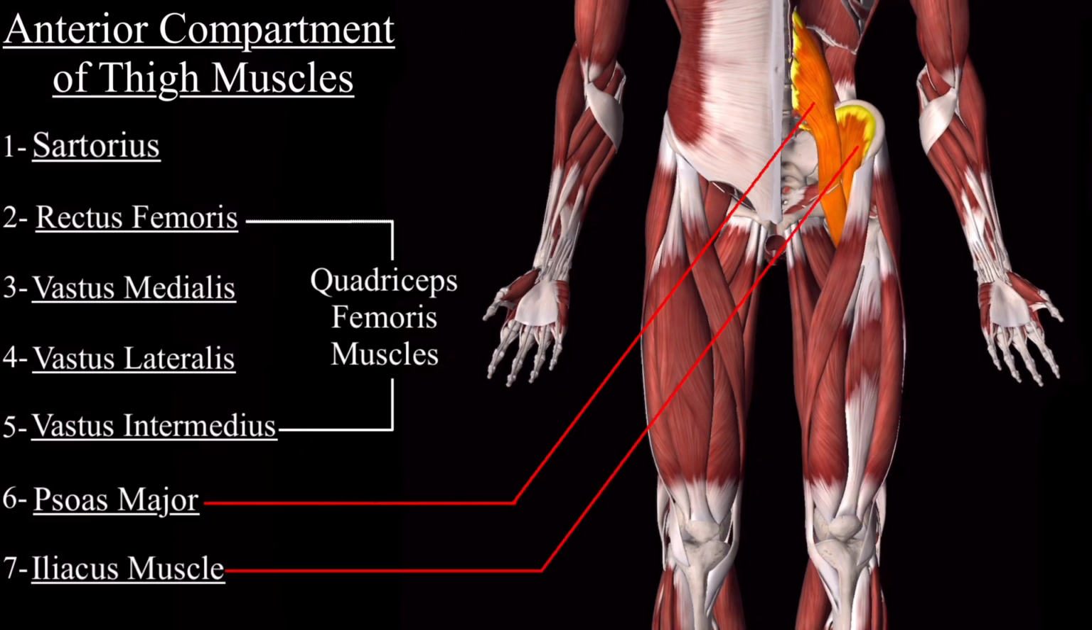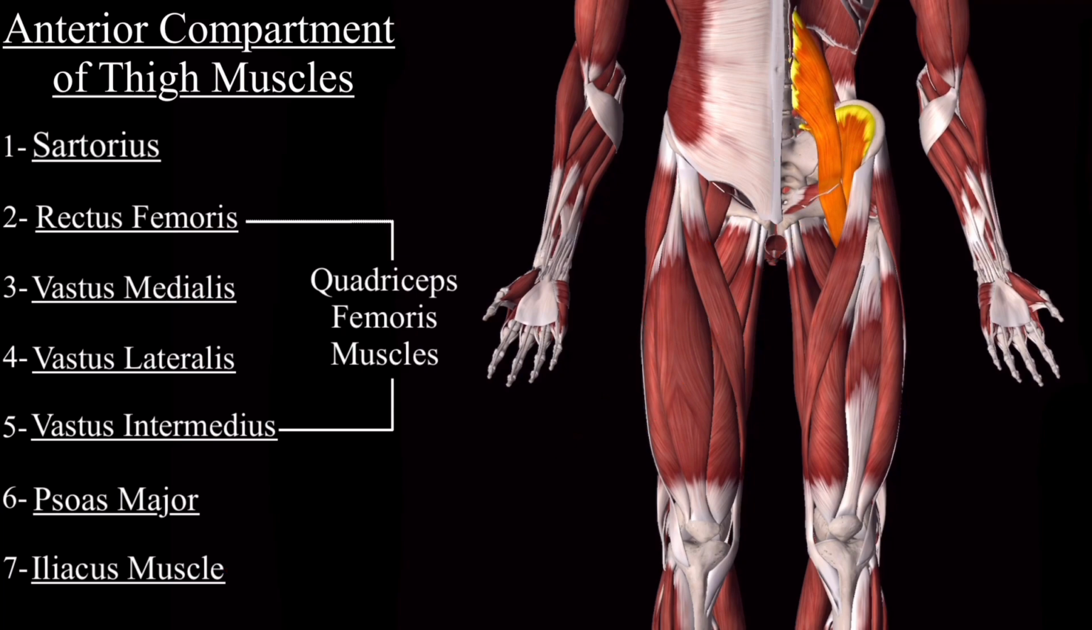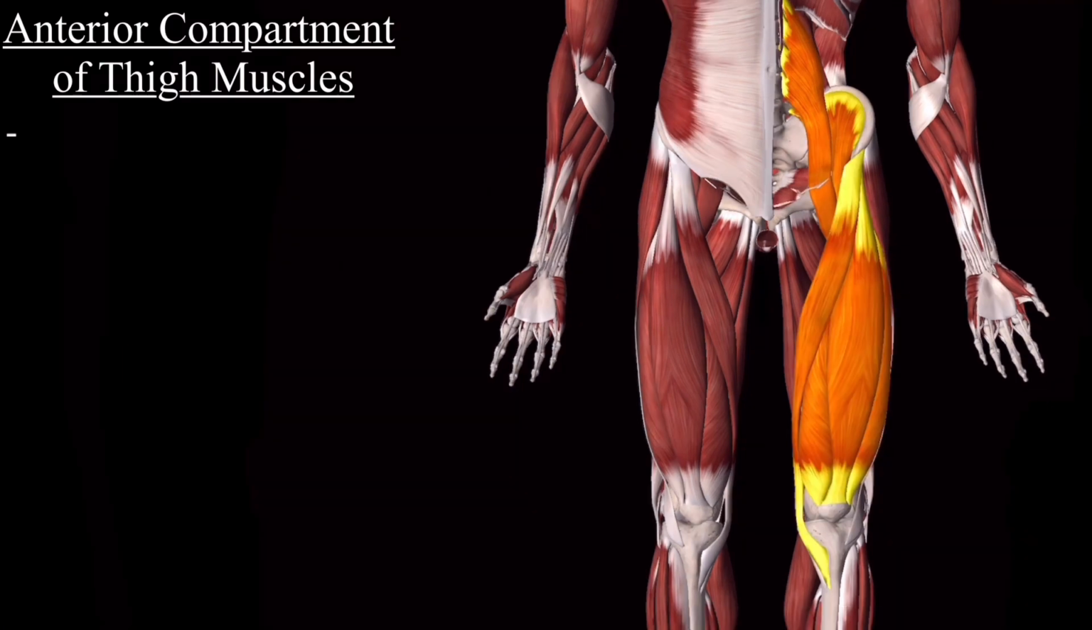These 2 muscles, that is the Psoas major muscle and the Iliacus muscle, originate from the posterior abdominal wall and descend into the anterior compartment of the thigh. Because the distal end of these 2 muscles is present in the anterior compartment of the thigh, that's why they are included in this group. First, we will begin with the origin of these muscles.